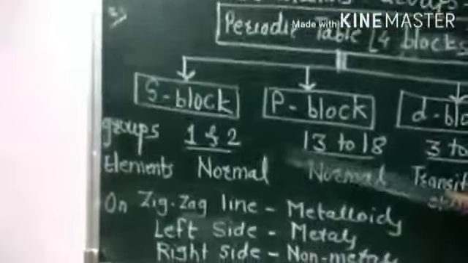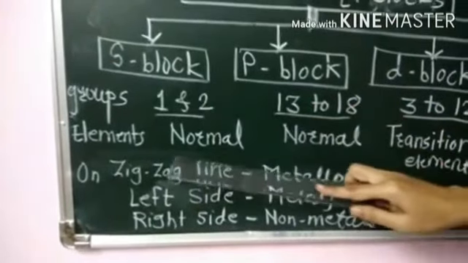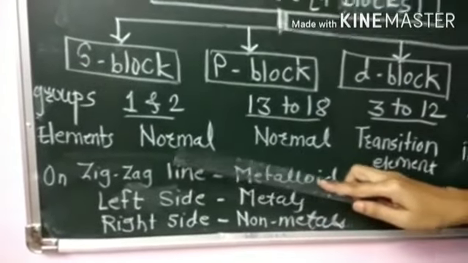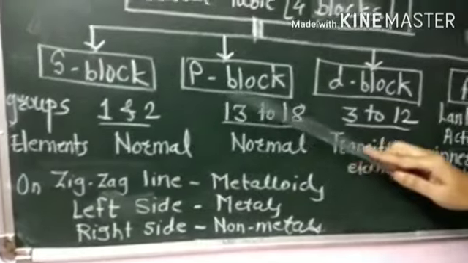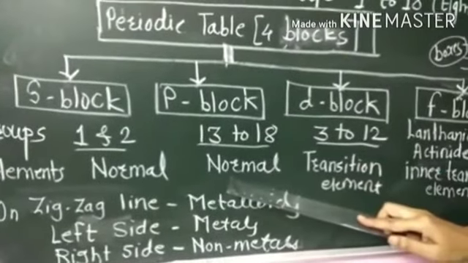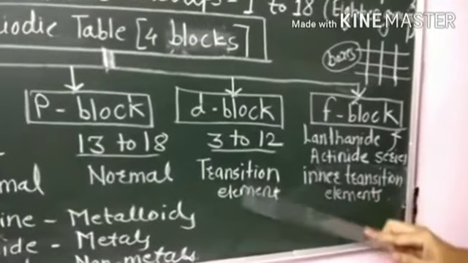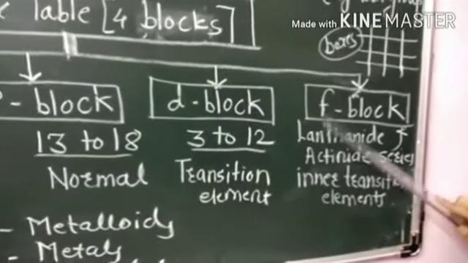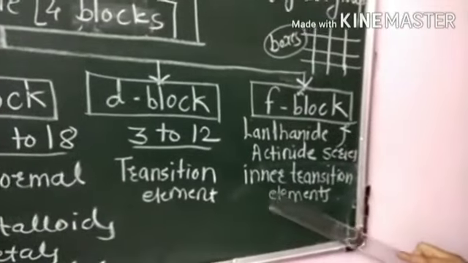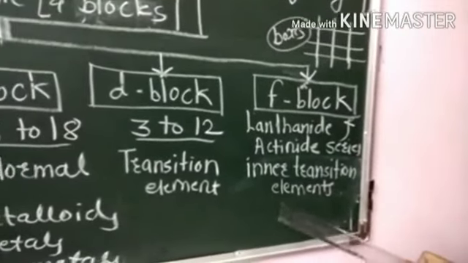Then see the S block. The S block elements are called normal elements. Then P block elements are also called normal elements. The D block elements are called transition elements. And the F block elements are called inner transition elements.